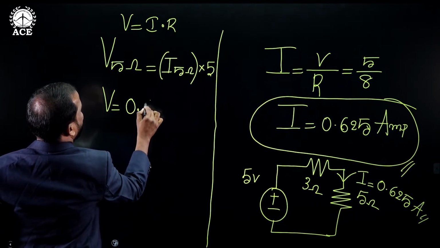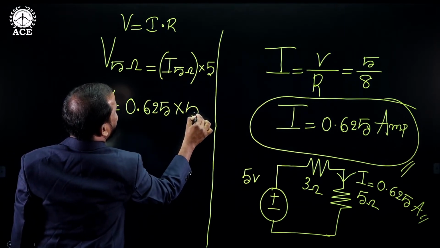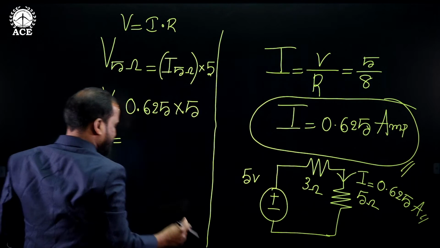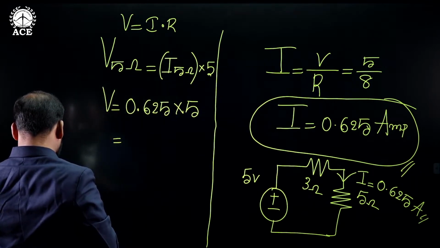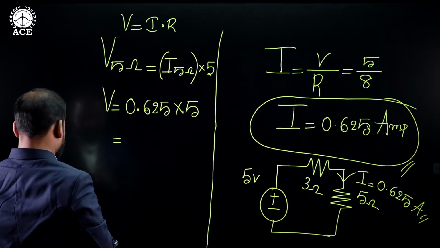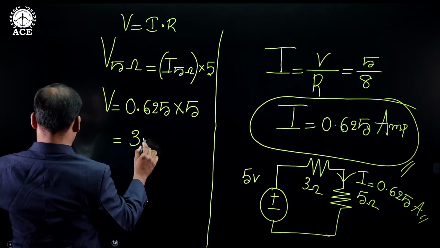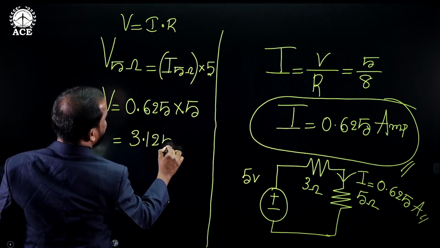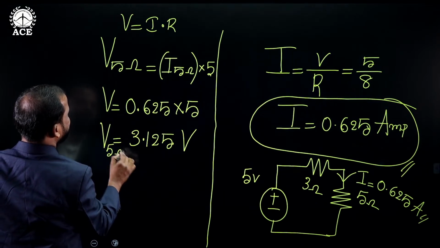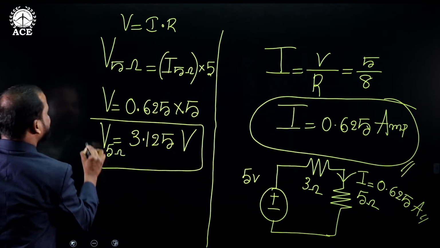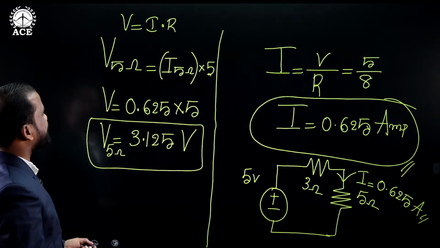Okay. So 0.625 into the value of 5. So simplify this value, how much? 0.625 into 5. Okay. So it will give what? 3.125. Okay. So this is what? This is the voltage drop across the 5 ohm resistance, which is exactly connected across the open terminals.